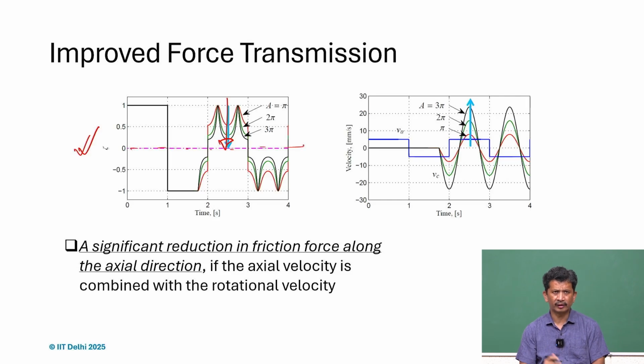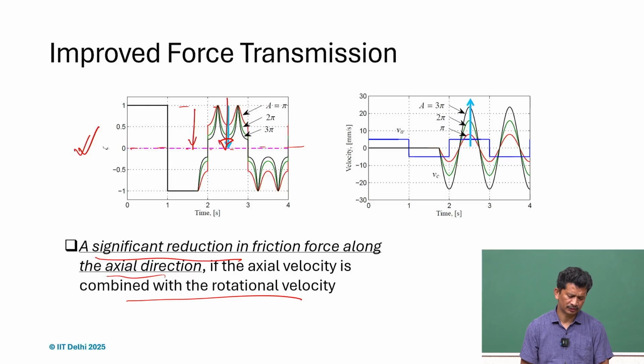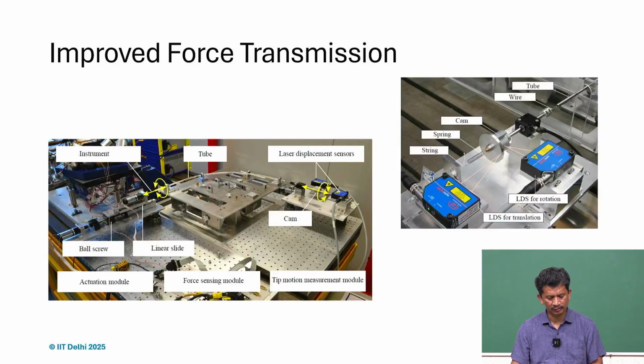So of course it will never reach zero, but you can see that from 1, it's coming down. So significant reduction in friction force along the axial direction, if the axial velocity is combined with the rotational velocity. So yeah, from the model, this is what we got.